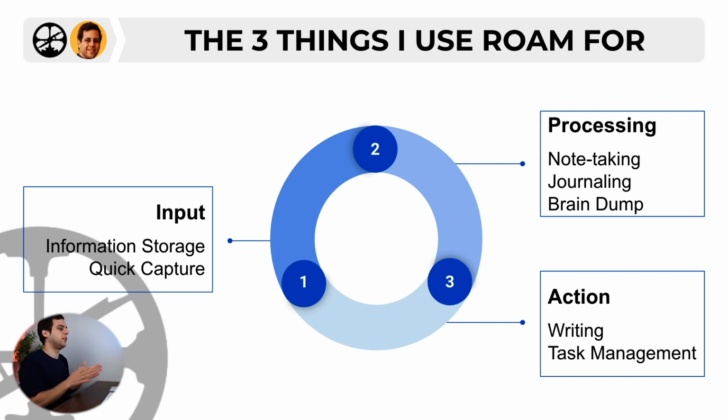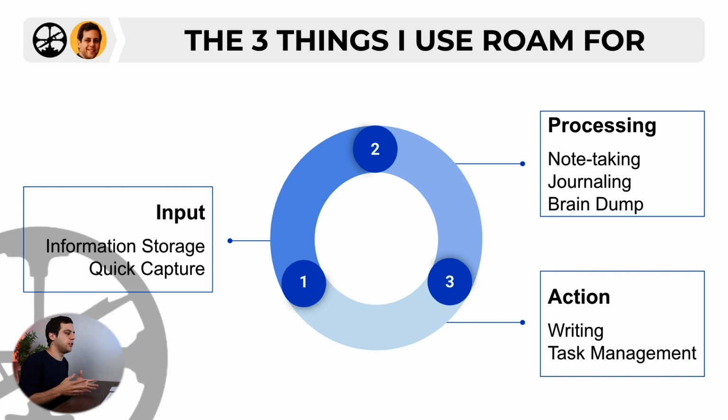And then finally, you have the output, the action. So there's actually something coming out of the input and the processing. And for me, that means writing. And I do a little bit of task management, but not in the way that you think I would use task management. So I don't manage all my tasks in there, but I use it for specific use cases that I'm going to discuss later on in this class. So those are the three things that I use Roam for.